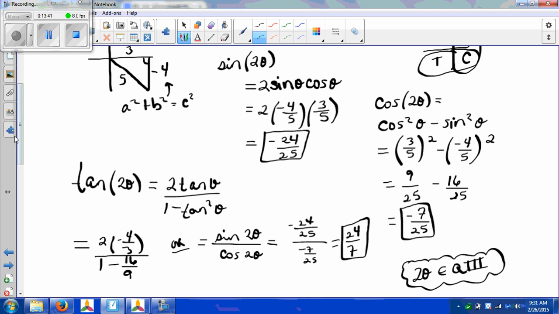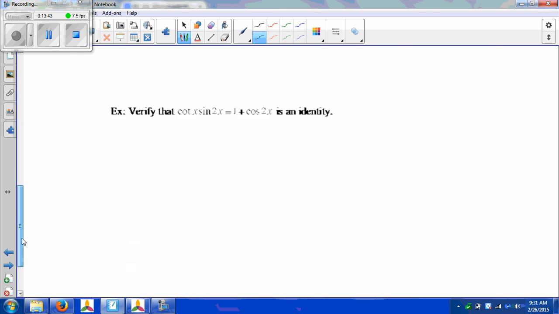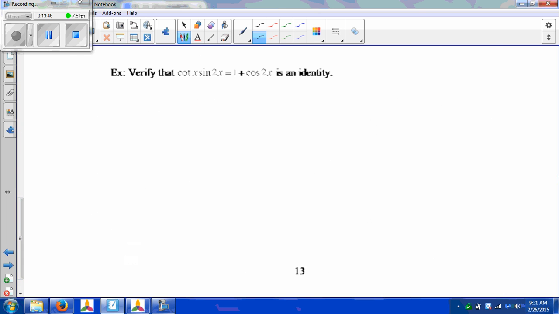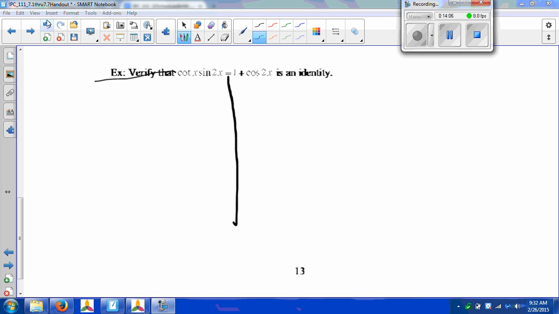Okay. Next, we're going to verify the identity. Notice there's some double angle identities in both sides of it, so when I go to do this, I have to decide which side I want to work on. And remember, you can work on either side you want, as much as you want. Just make sure... Oops. That was terrible. Recording is in my way.